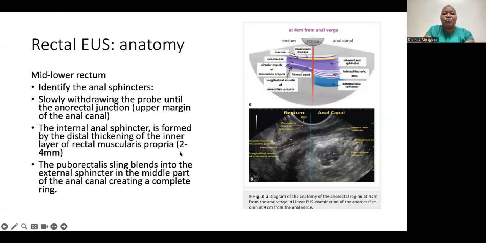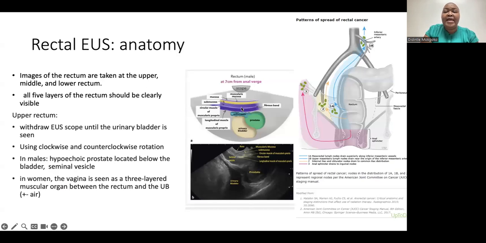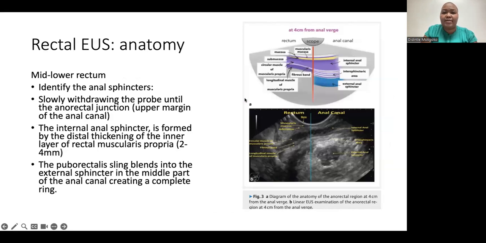So when you move towards the mid-lower rectum, this is where you want to start identifying the sphincters. You're coming down, and you're going to use the wall of the rectum as your reference point. The extraluminal structures are extra to look at, but what you're more interested in with rectal EUS is the wall of the rectum itself. So you're moving your scope in this direction and keeping an eye on your 5 echo layers.